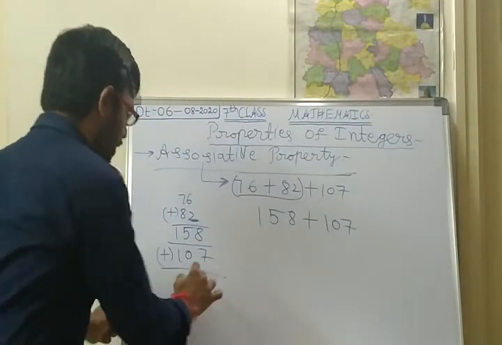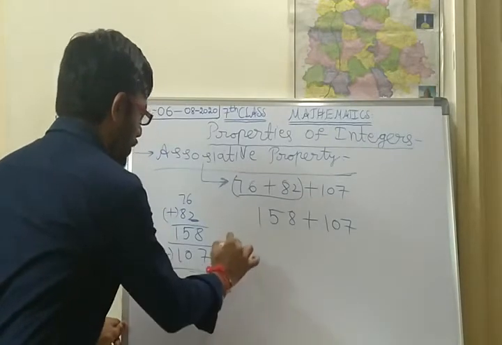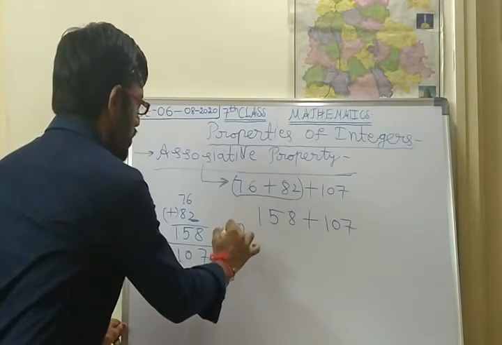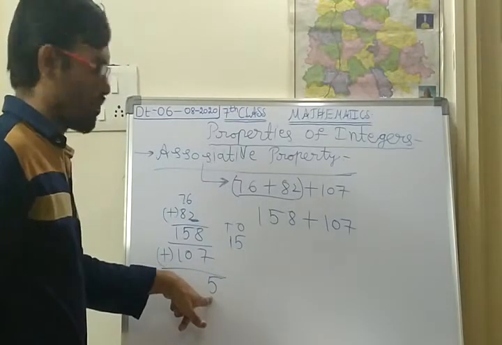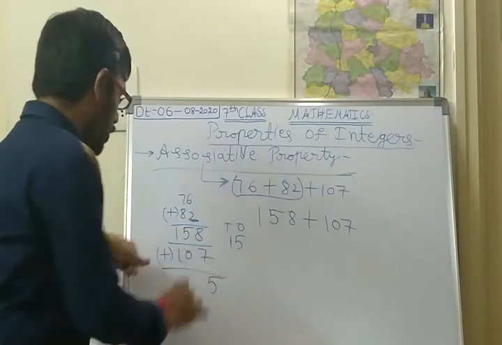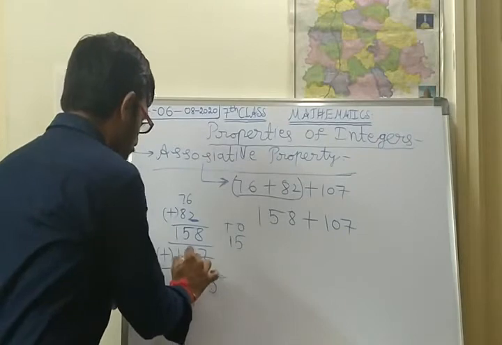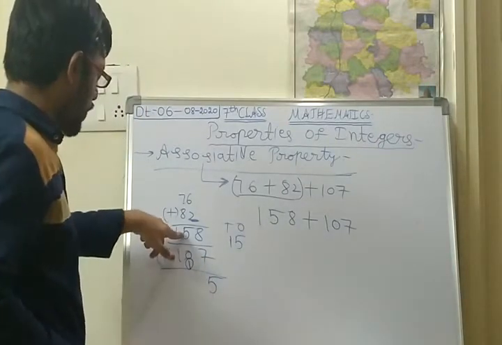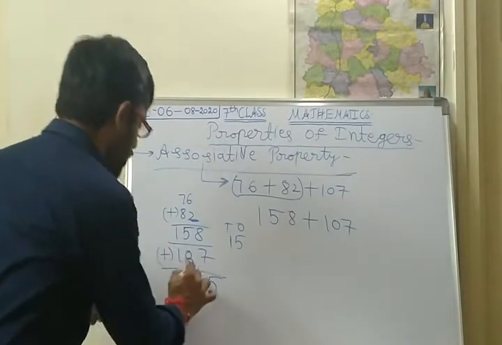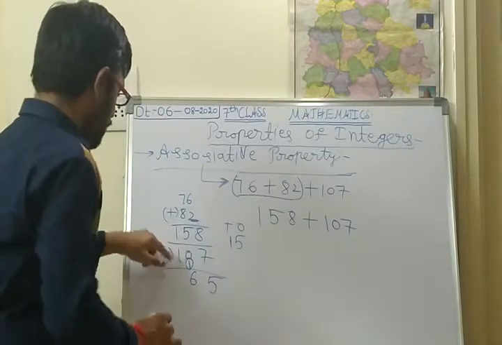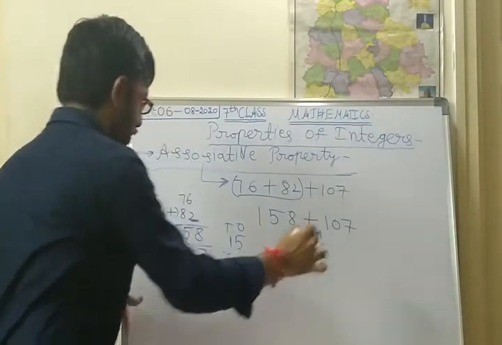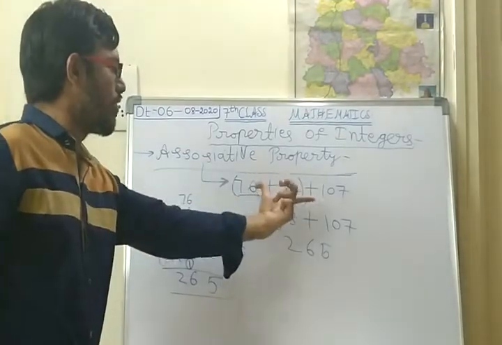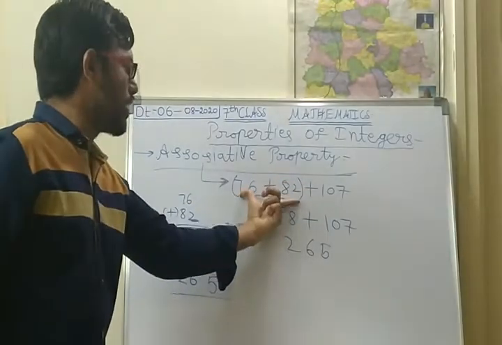Okay. 8 plus 7, 15. So 15 means 1 5. This is 1's place, 10's place. So the 1's place number you should write below the 1's place, and the 10's place number you have to add to the 10's place digits. Okay. Now 5 0 1. So 5 plus 1, 6. Next 1 plus 1, 2. So what is the answer? 265. 265 is the final result for this A plus B plus C.